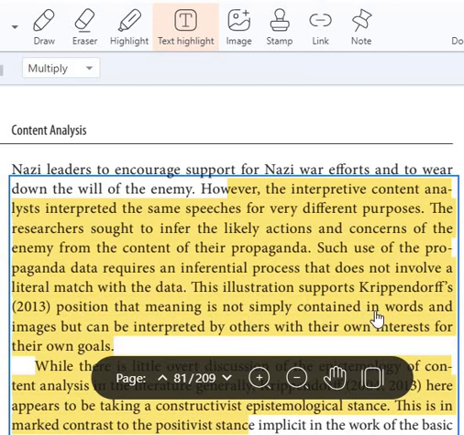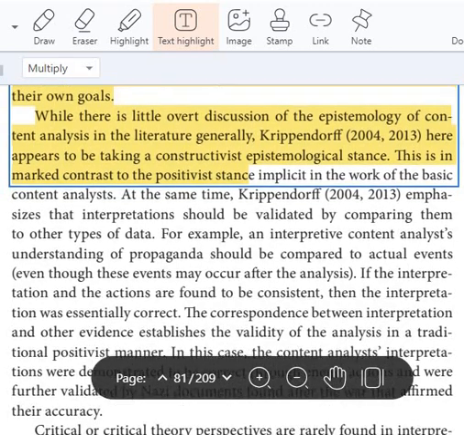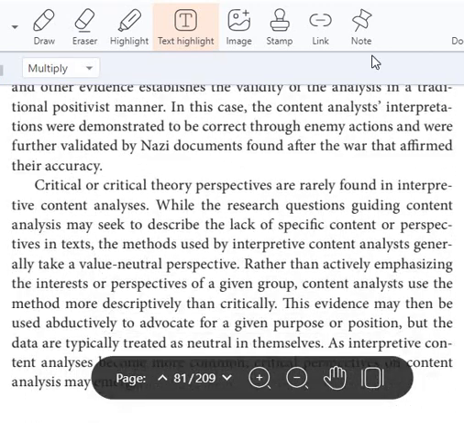Meaning is not simply contained in words and images, but can be interpreted by others with their own interests or for their own goals. While there is little overt discussion of the epistemology of content analysis in the literature generally, Krippendorff here appears to be taking a constructivist epistemological stance. So it can be either interpretive or constructivist. Okay, critical theory perspectives are rarely found in interpretive content analyses. So we don't have any critical theory here, okay?